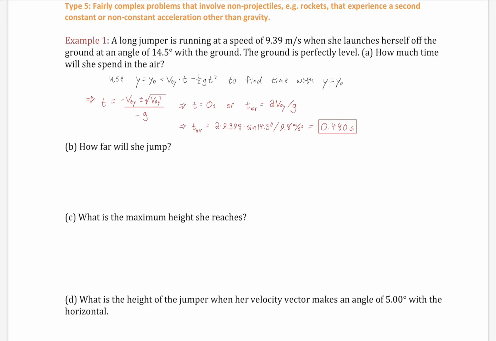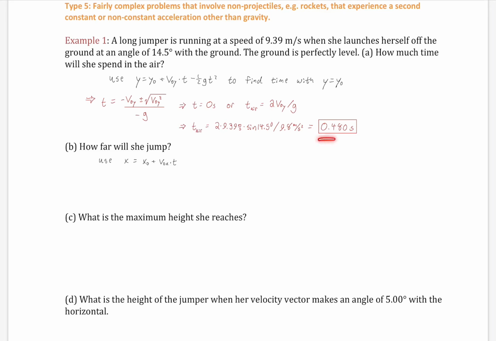And actually, we could even get a longer distance if she didn't jump so low. If she jumped at an angle closer to 45 degrees, she could maximize her distance, which I suppose is what she's trying to do. But maybe she's not a very good long jumper. I'm not sure. Okay, so how far will she jump?